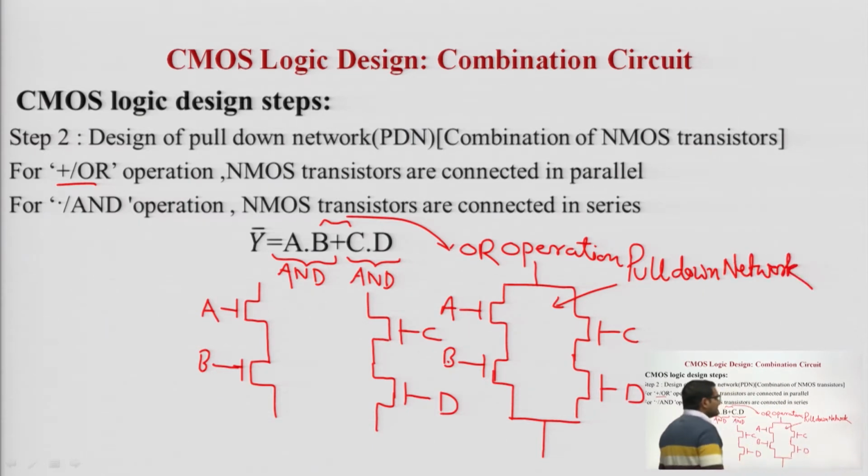Pull down network, that is the combination of NMOS. Now next, one thing is clear, the basic concept is that for plus operation NMOS transistors are connected in parallel. So we assume AB as a single input, for example E, and C and D as a single input F. So E and F are connected in parallel. AB as E, CD as F, and both are connected in parallel.